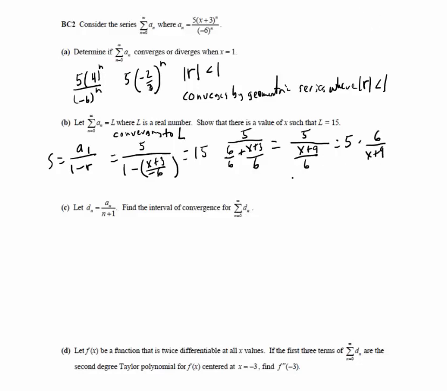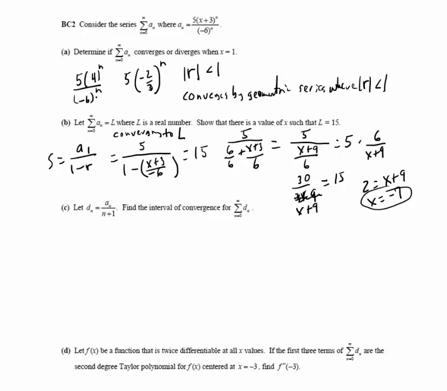5 times 6 is obviously 30, so I get 30 over x plus 9, and again that equals 15. And now we're solving this. If I switch these, I get 30 over 15, which is 2, is equal to x plus 9. Subtract 9, you get x is equal to negative 7. So this is the value of x that I would plug in so that my sum actually goes to 15.